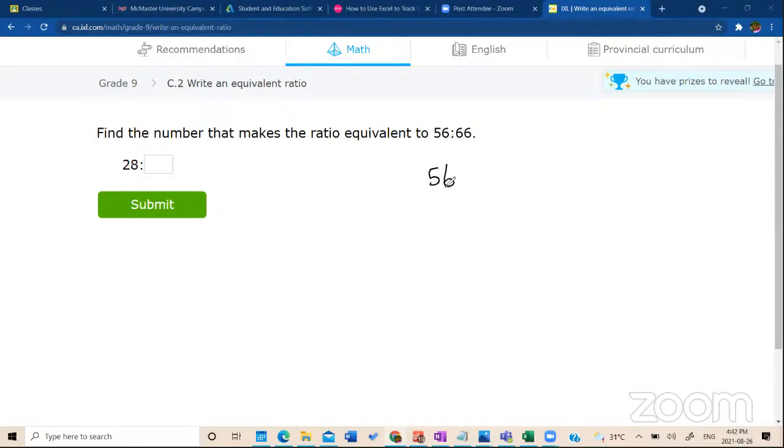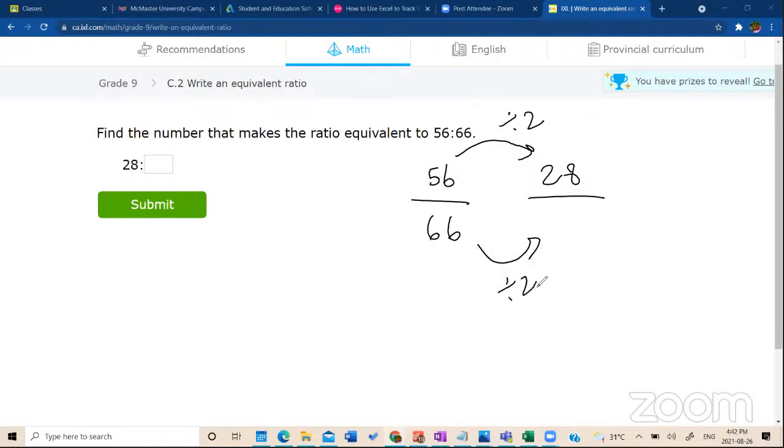Okay. It's going to be 28. It's going to be 2. And it's going to be 66 multiplied by 2. Wait, so when you're going from 56 to 28, are you going to multiply or divide? Divide. Yes, very good. 66 divided by 2 is going to be 33. Yeah, very good. And I can just write an answer. Okay. It's going to be 98.